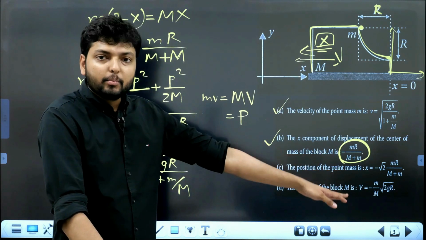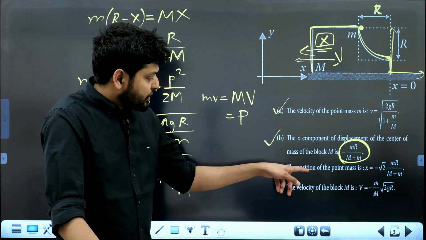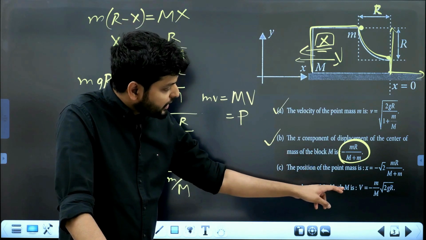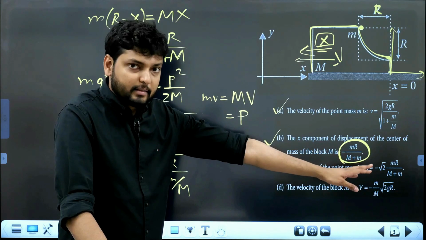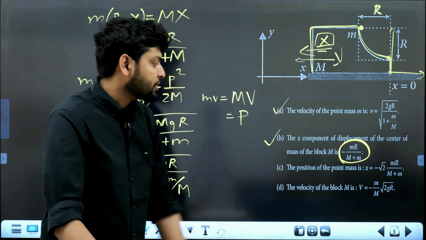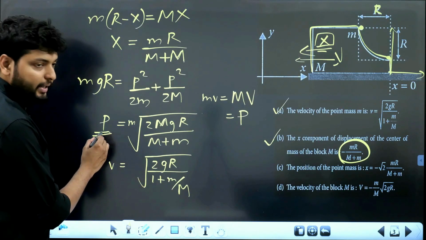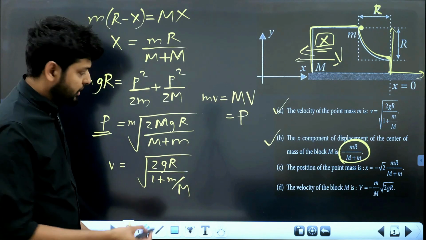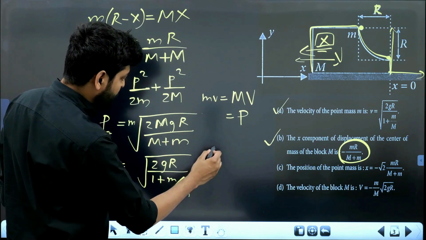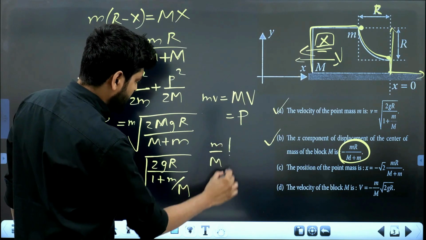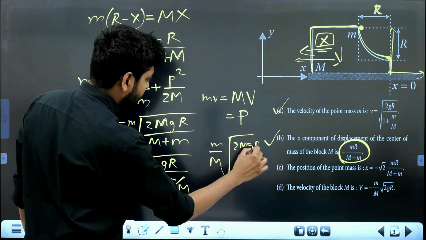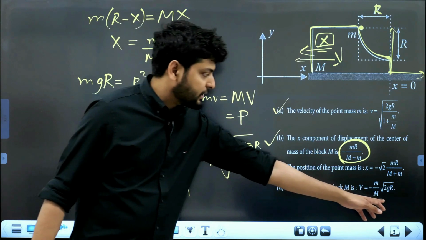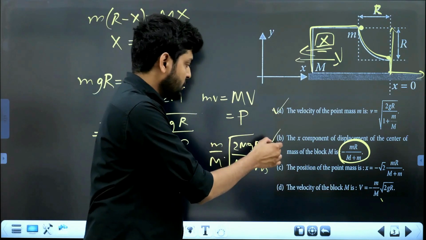Similarly, you can check the other options, right? This position of the center of mass, if we check, it will be not correct. The velocity of the block is also given as wrong answer, right? Velocity of the bigger block should be, if you have got the momentum, you just divide by the bigger mass. You will get the velocity of the bigger block. So velocity of the bigger block should come out to be m by M root of 2mgr by m plus M. So clearly this is not matching. So we have two correct options.